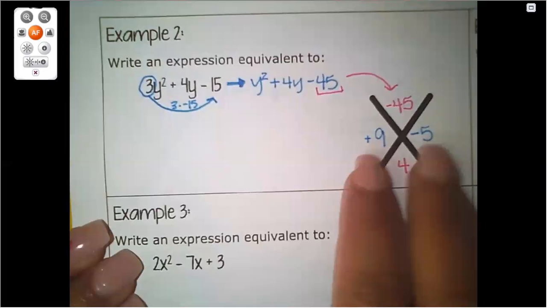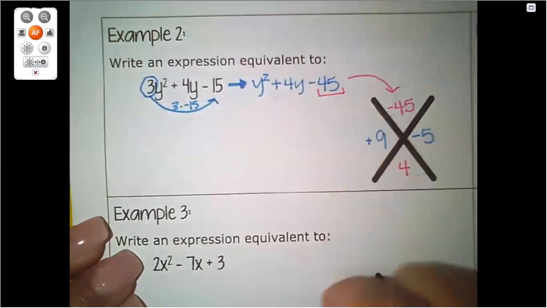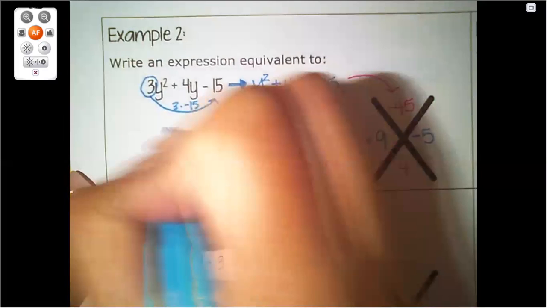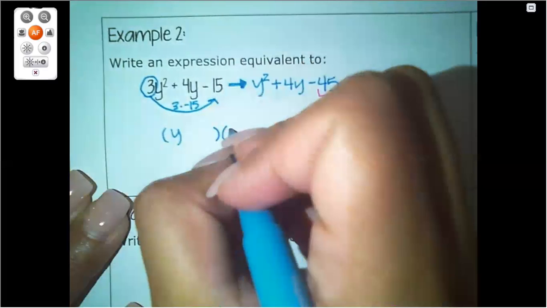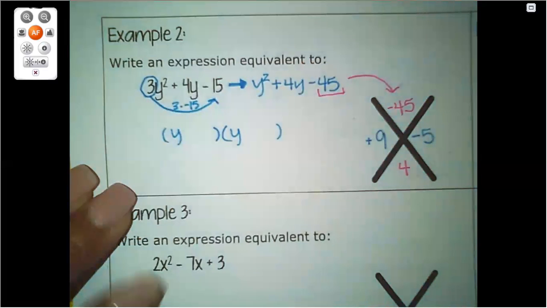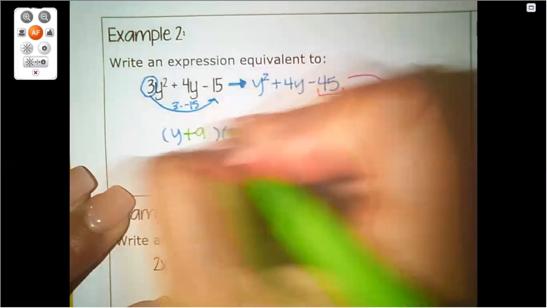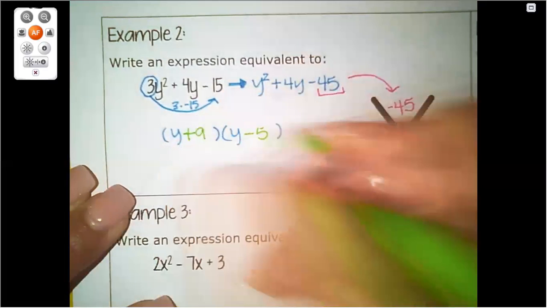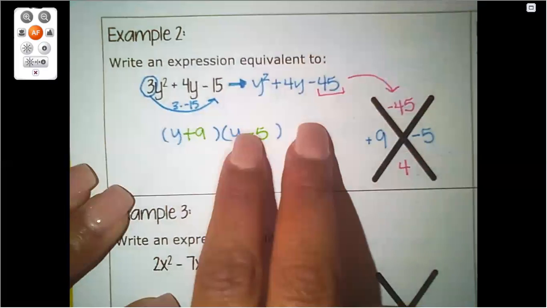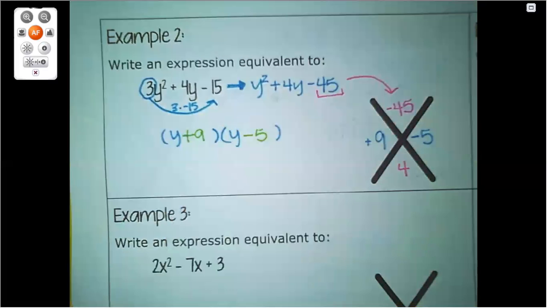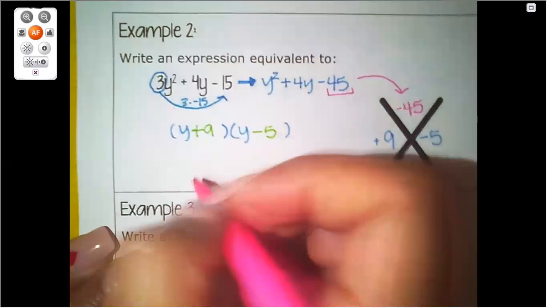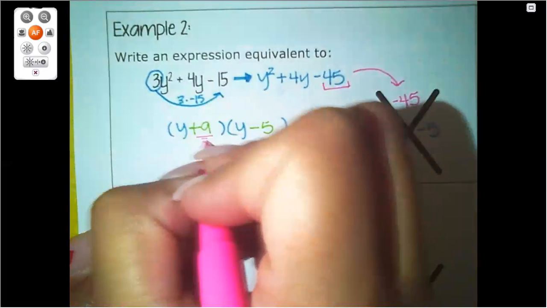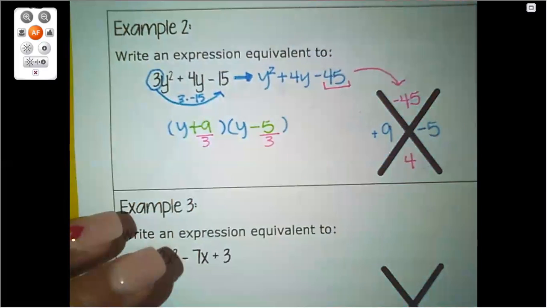Now that we've collected the ransom, put it back into your binomial. Now what is going to be at the front of my binomial? A y. Because the first answer is a positive 9, y plus 9. And y minus 5. All right, we've collected our money. We've gotten our answers. Now what do we got to do? Divide, part ways, give the kid back. Give the annoying little booger back, right? Divide by 3. Divide by the number that you kidnapped in the first place.